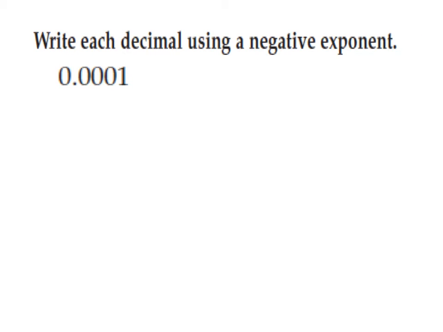Write each decimal using a negative exponent. What we have here is a decimal for sure, and we're going to do some major rewriting. First thing you're going to learn is that we're going to use 10 as our base. Always going to use 10. First off, we want to know what our exponent is. So we're going to move our decimal until we get a whole number. 1, 2, 3, 4. It took me 4 spaces to make this a whole number. So there is my exponent.